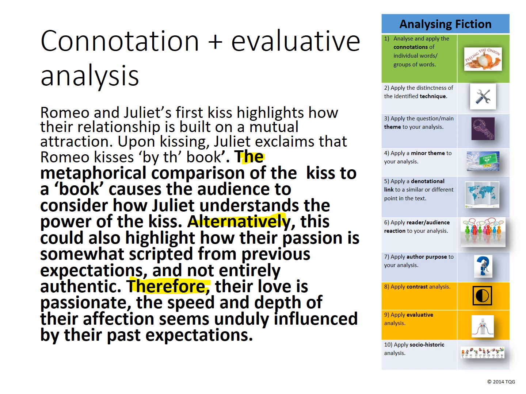So to be clear, the metaphorical comparison of the kiss to a book causes the audience to consider how Juliet understands the power of the kiss. Alternatively, this could also highlight how their passion is somewhat scripted from previous expectations and not entirely authentic. So therefore, their love is passionate. The speed of their affection seems unduly influenced by their past expectations.